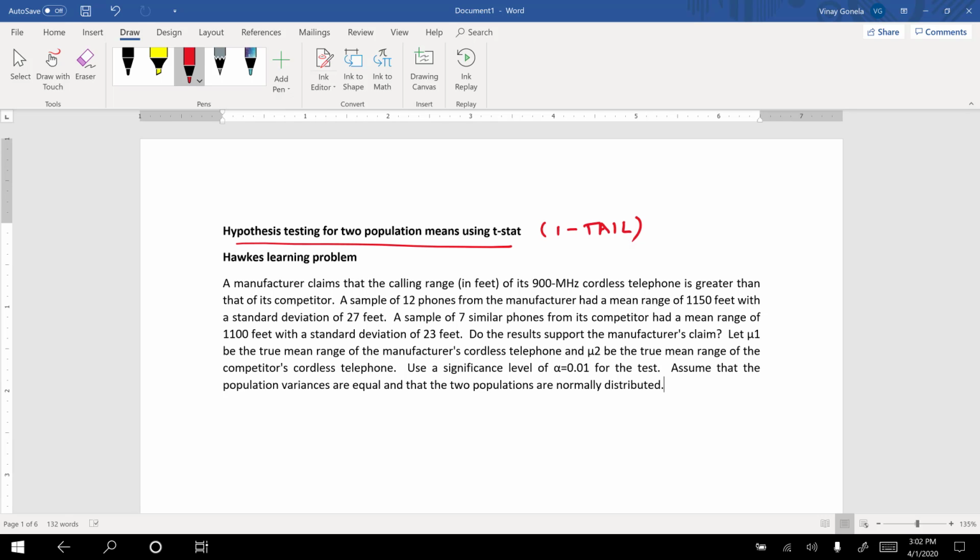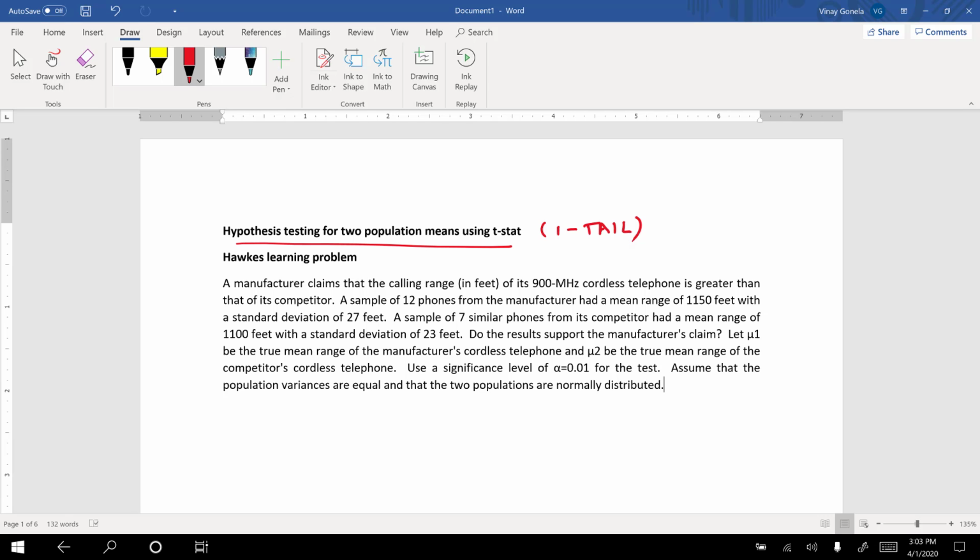Let mu1 be the true mean range of the manufacturer's cordless telephone and mu2 be the true mean range of the competitor's cordless telephone. Use a significance level of alpha equal to 0.01 for the test. Assume that the population variances are equal and the two populations are normally distributed.